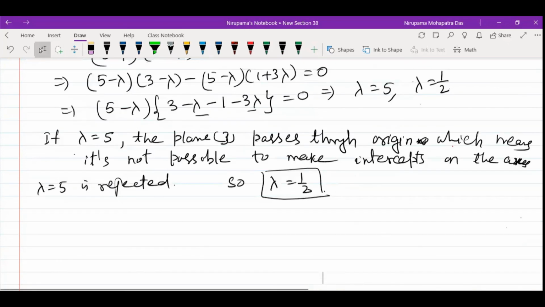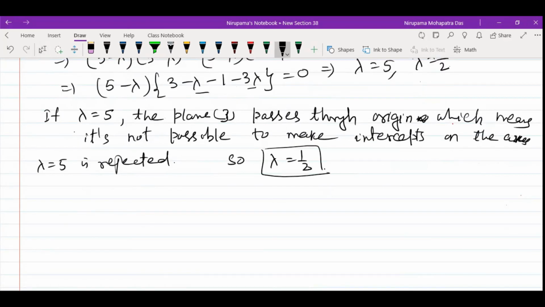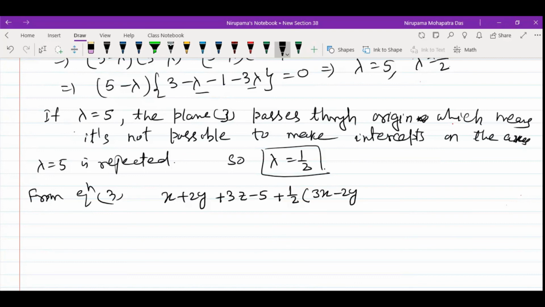So we can get the equation now. So from equation 3, we can put the values. So x plus 2y plus 3z minus 5 plus lambda times (3x minus 2y minus z plus 1) equal to 0, with lambda equal to 1 by 2, so half of 3x minus 2y minus z plus 1.